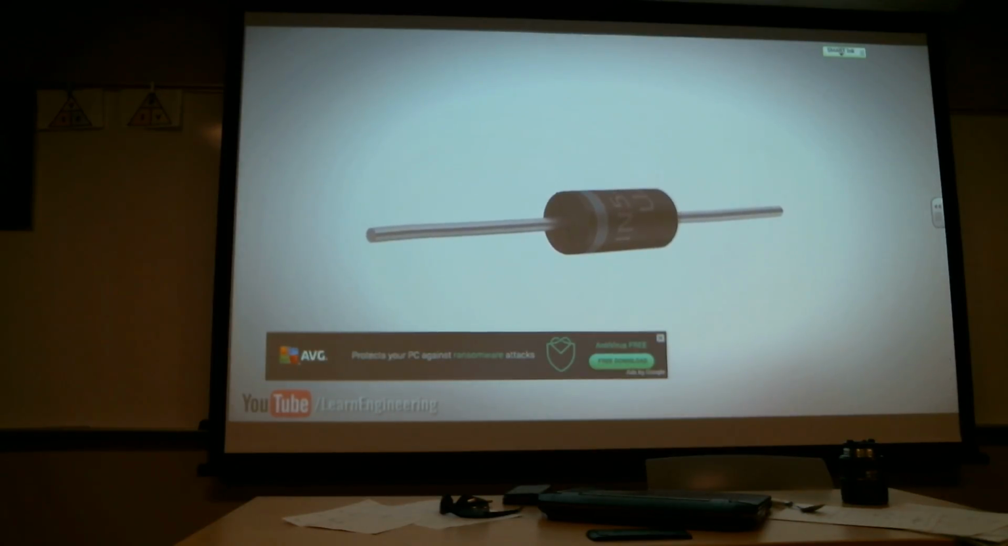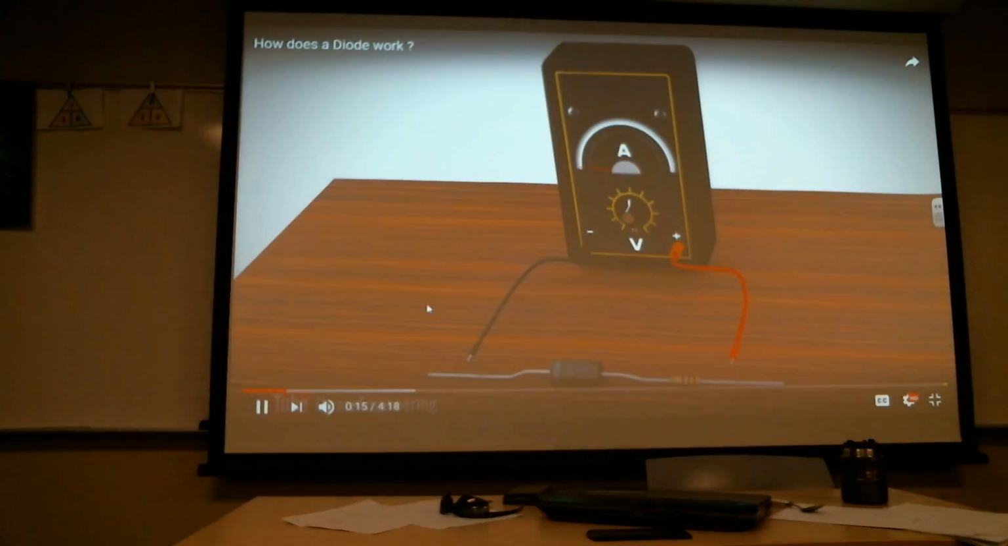Basically, a diode is a one-way valve for electricity.